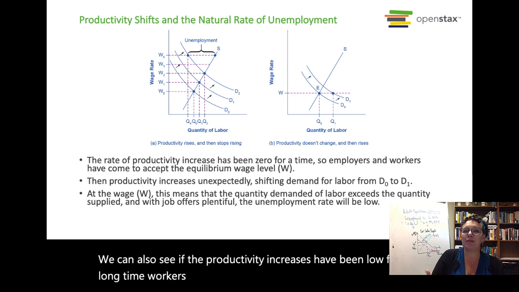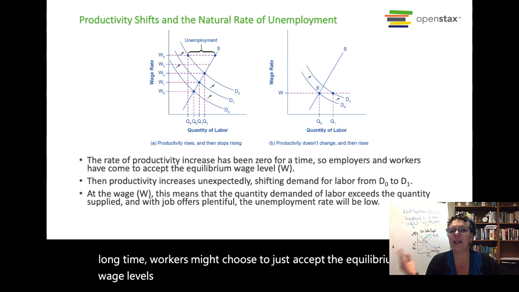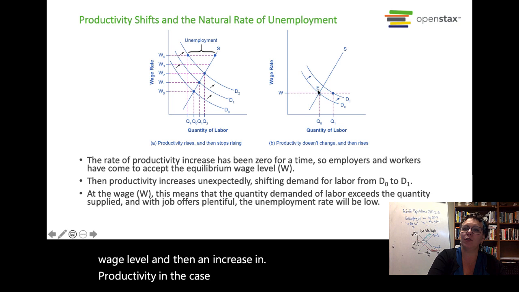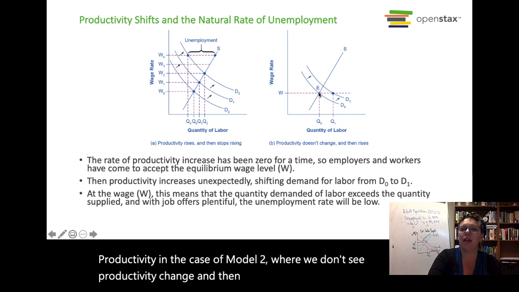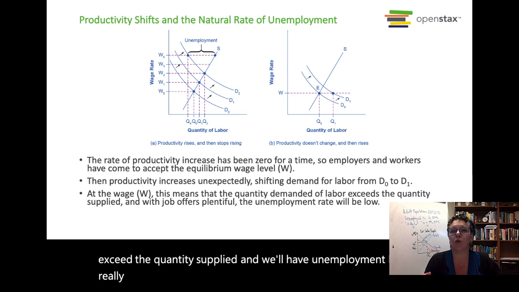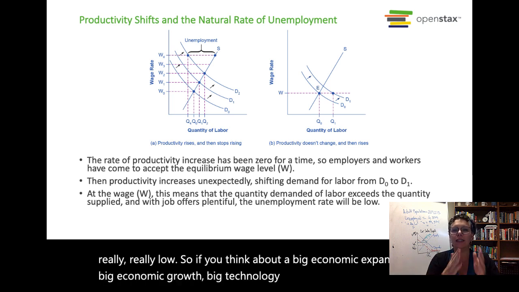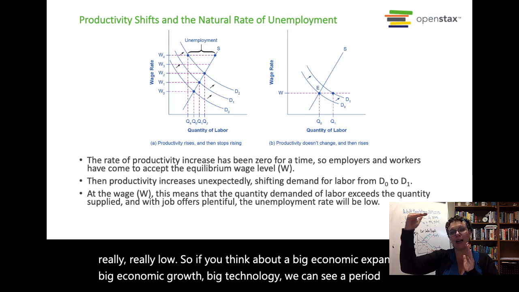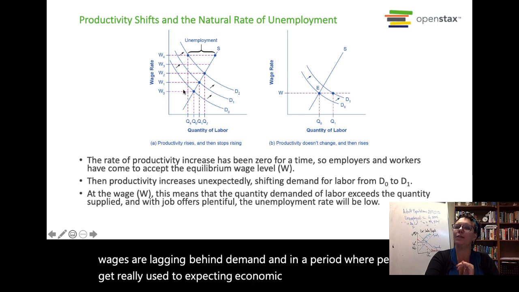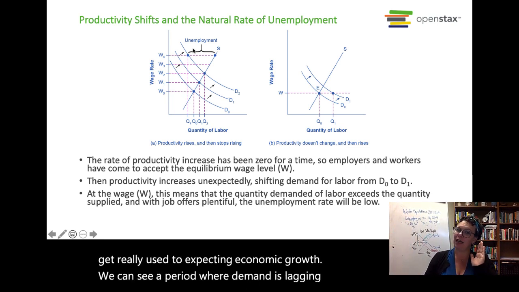workers might choose to just accept the equilibrium wage level. And then an increase in productivity, in the case of Model 2, where we don't see productivity change and then a sudden change, that movement is going to mean that the quantity of labor demanded is going to exceed the quantity supplied, and we'll have unemployment be really, really low. So if you think about a big economic expansion, big economic growth, big technology, we can see a period where wages are lagging behind demand. And in a period where people get really used to expecting economic growth, we can see a period where demand is lagging behind supply. Cool?